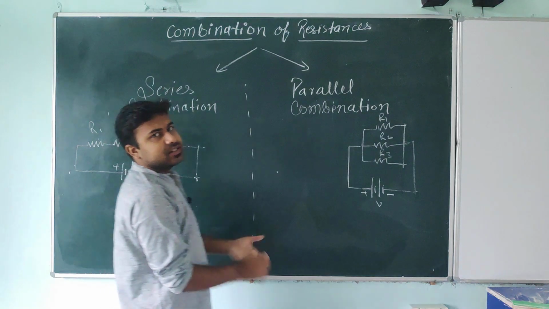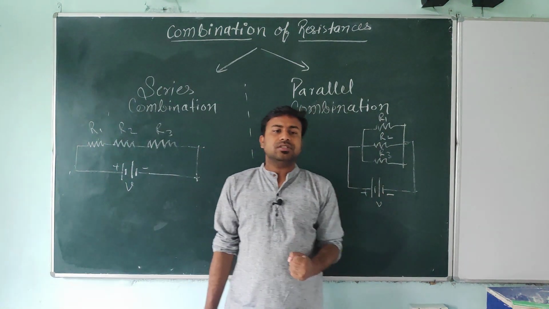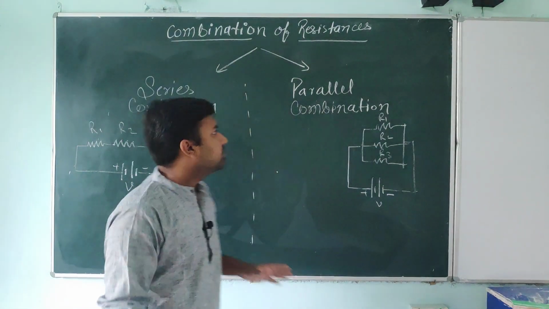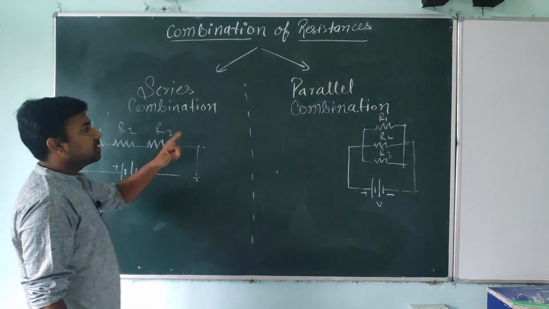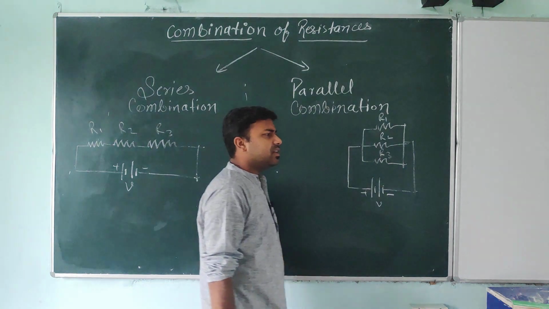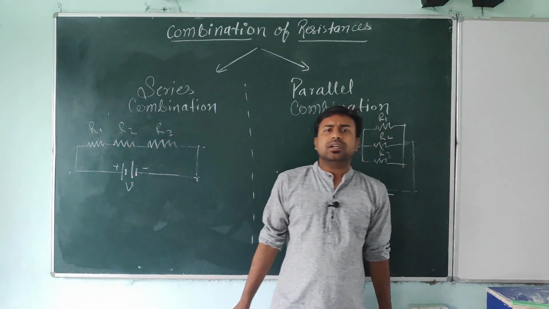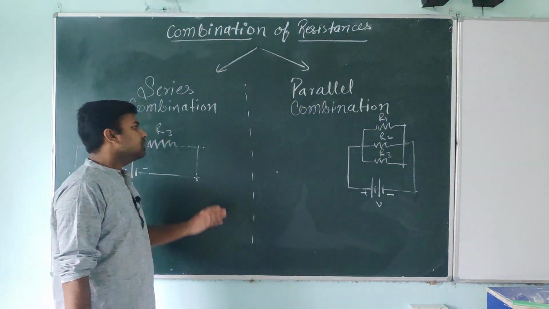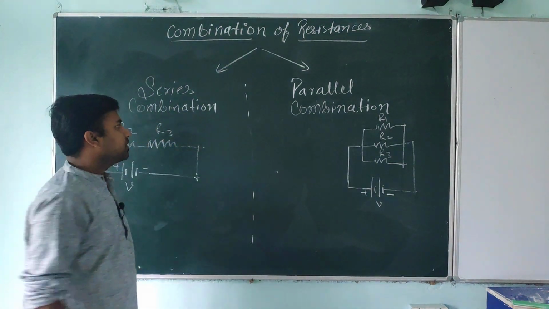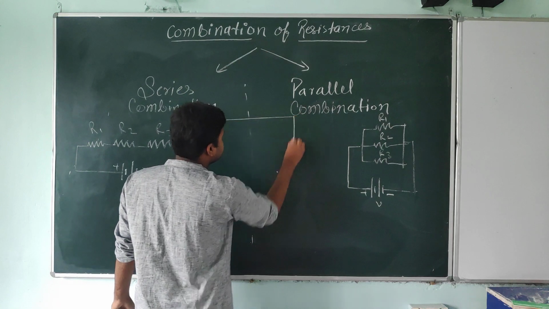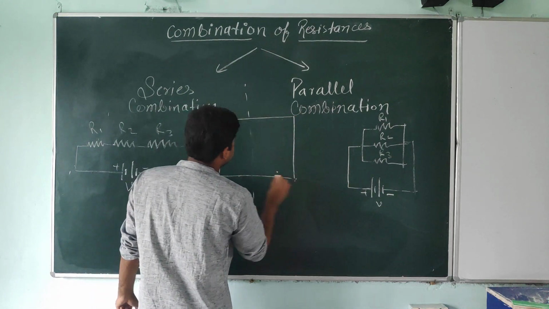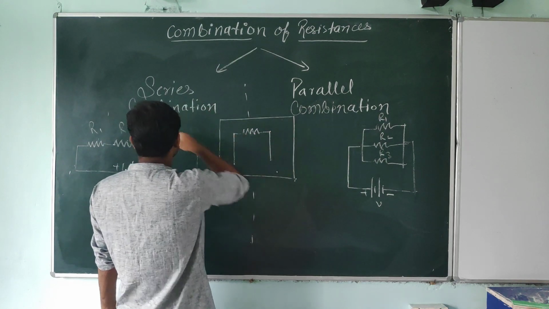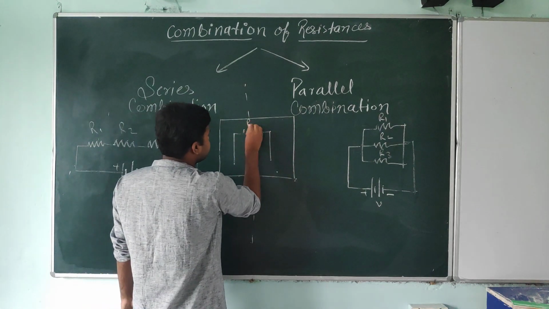Here our motivation is what? Combination of resistance means what? Here we want to reduce the size, or we want to replace all the three resistors by a single resistor. Why are we replacing? For decreasing the complex part of the circuit. Okay, so that's why. So our motivation I am here writing. The motivation is we want to replace all the three resistors R1, R2, R3 by a single equivalent resistor.